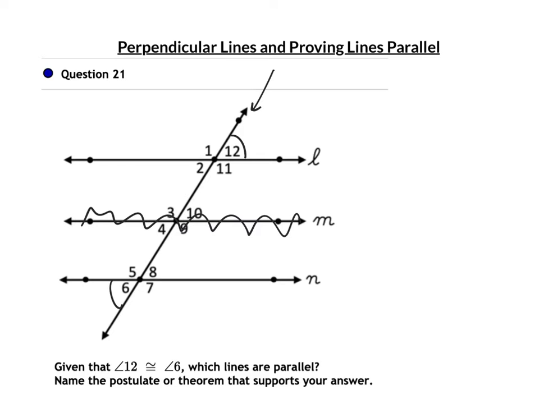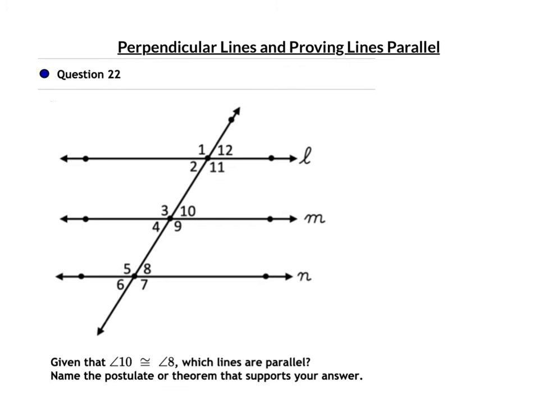So the lines that are parallel are L, it's parallel to M. And the postulate or theorem that supports my answer is the converse of the alternate exterior angle theorem.